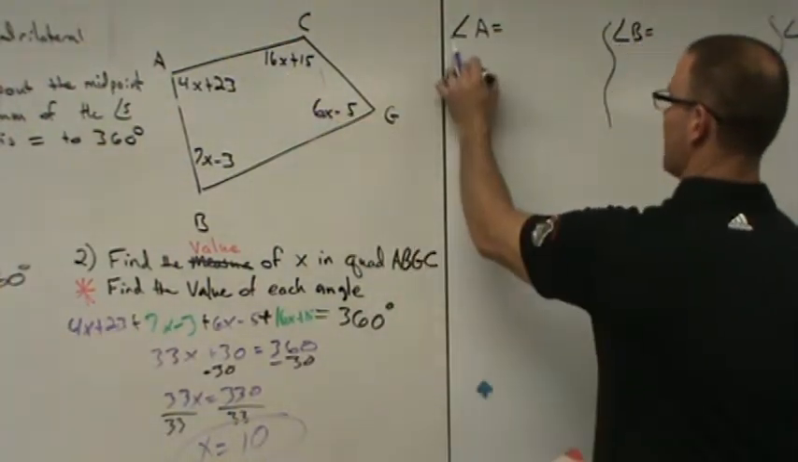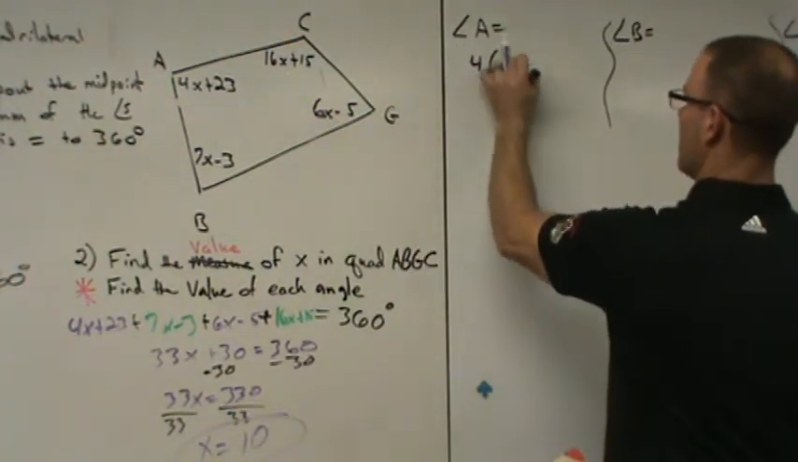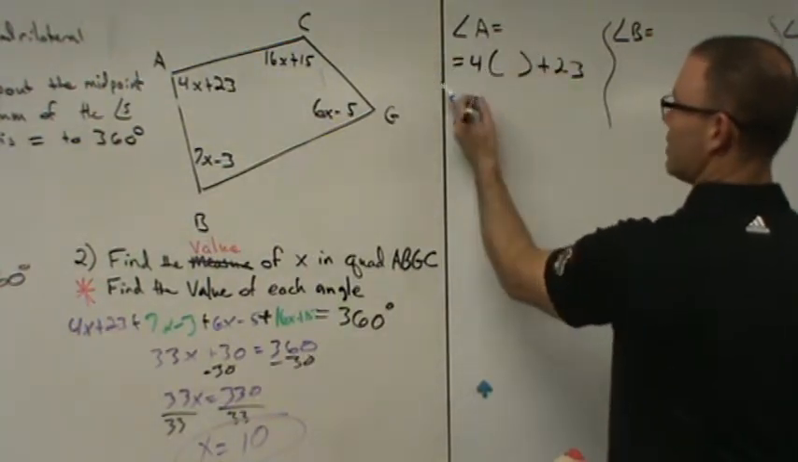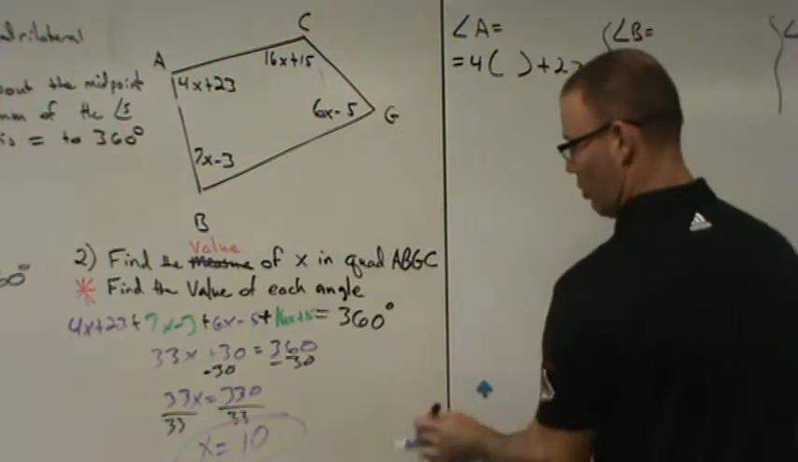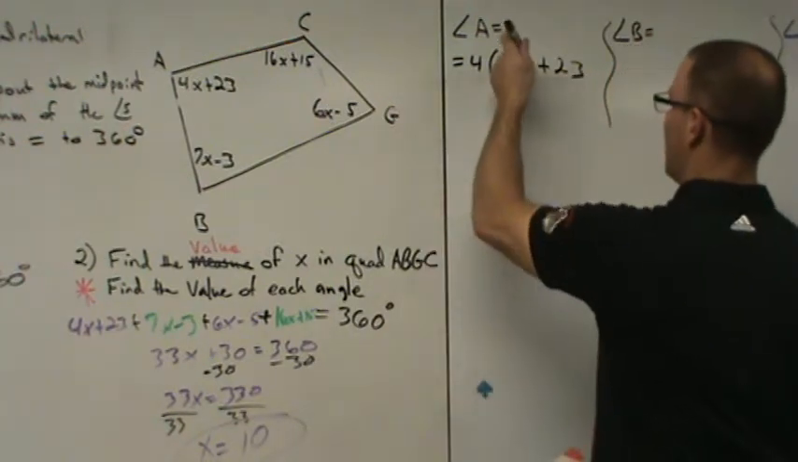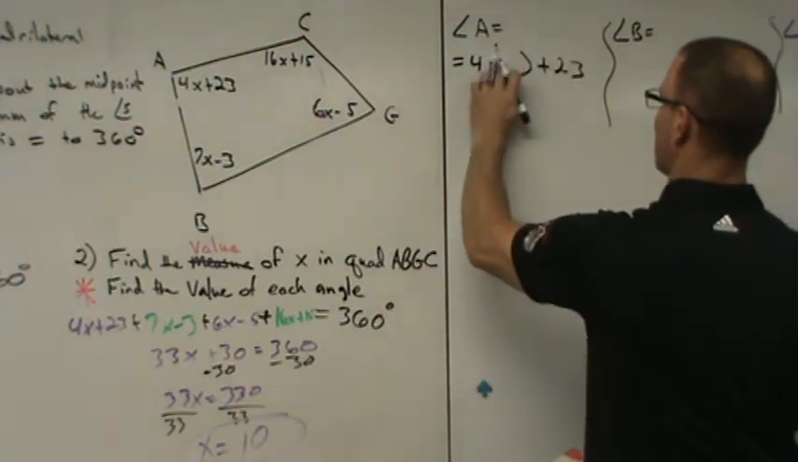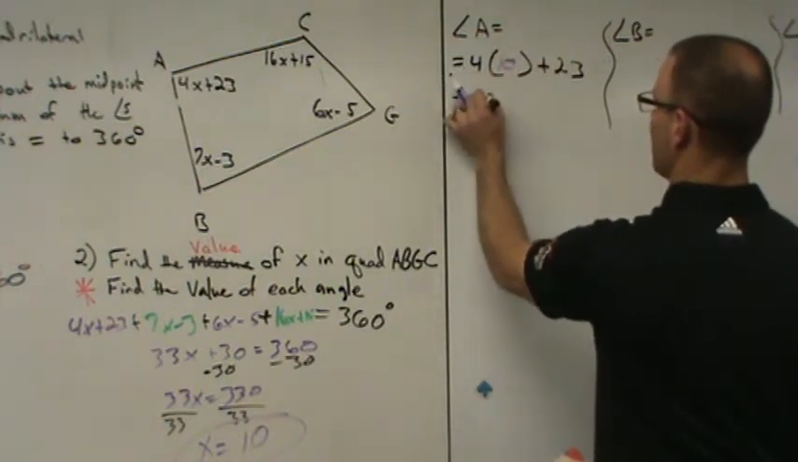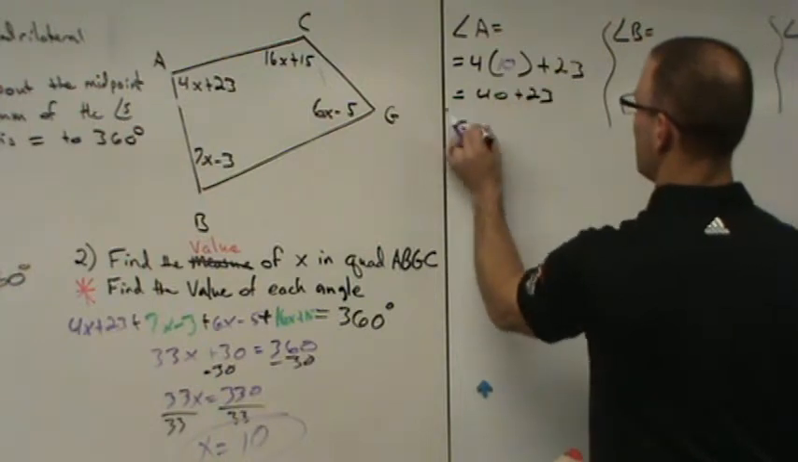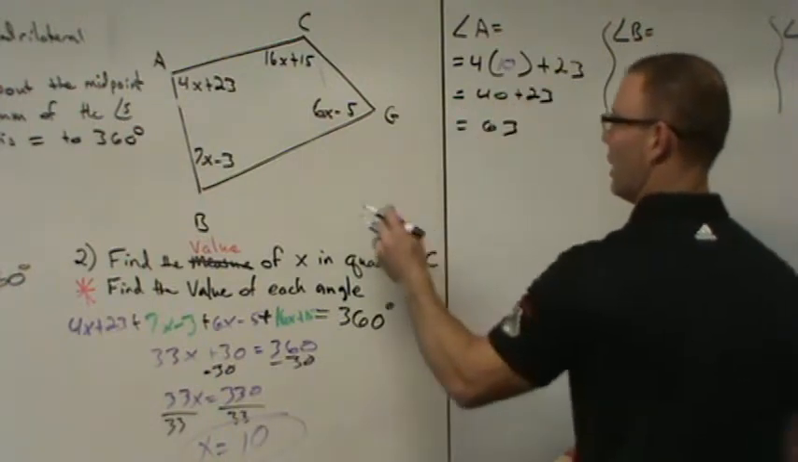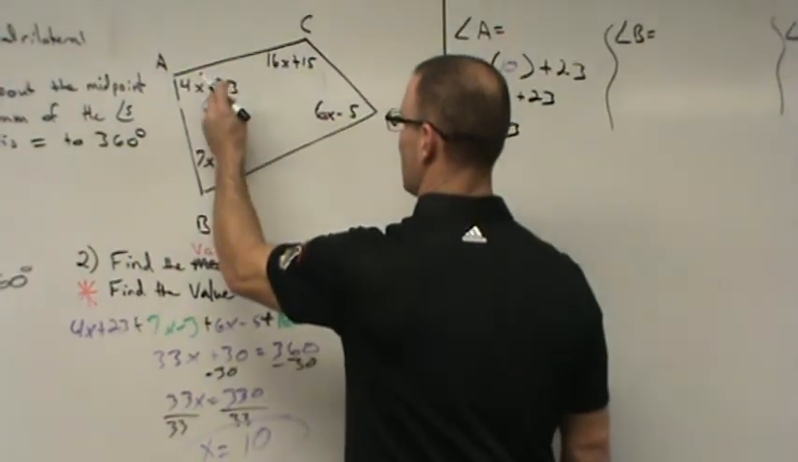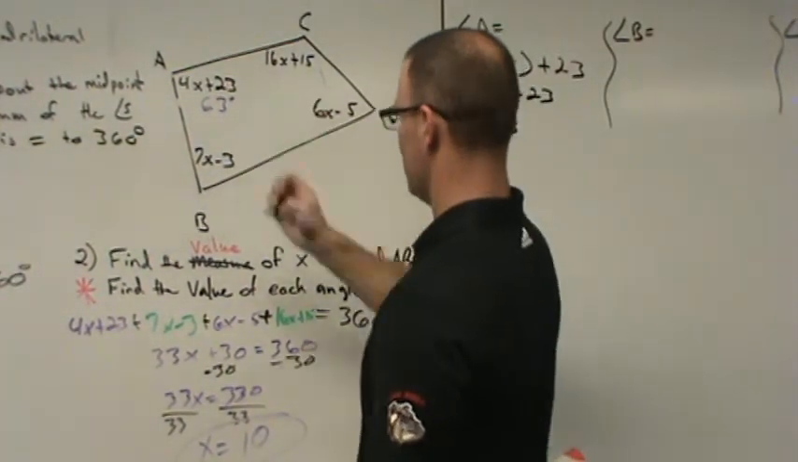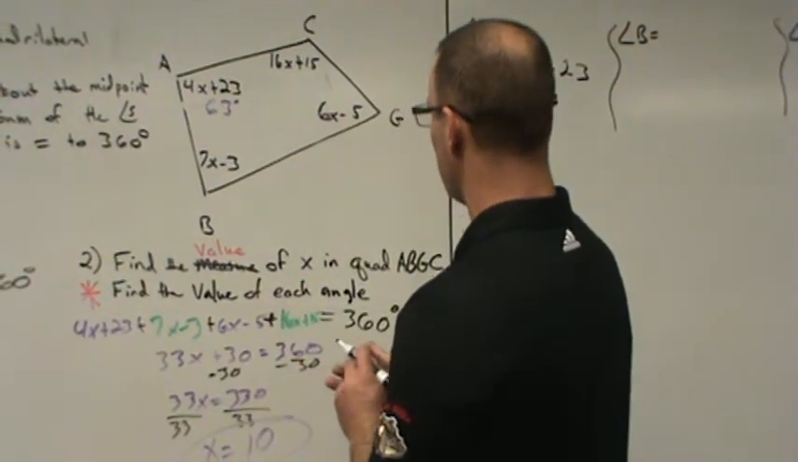If A is expressed as 4x plus 23, then 4 times x plus 23 is going to be equal to the measure of that angle, right? So A, well, what is x? We just solved for it. X is 10. I should put 10. So now I'm just going to simplify. 4 times 10 is 40, plus 23 gives me 63. And I'm going to go ahead and label this 63 degrees. Now, follow suit with all of the other ones. I'm not going to sit there and do them for you, all right?